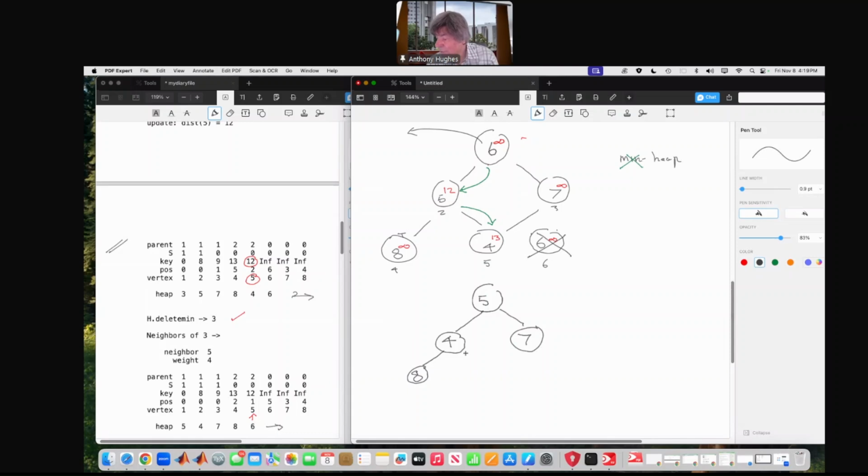We've got one more node. And here goes 6, moved all the way down. Let me put the values in. 5 at the top has 12. 7 stays at infinity. 4 is 13. 8 is infinity. And 6 is infinity.